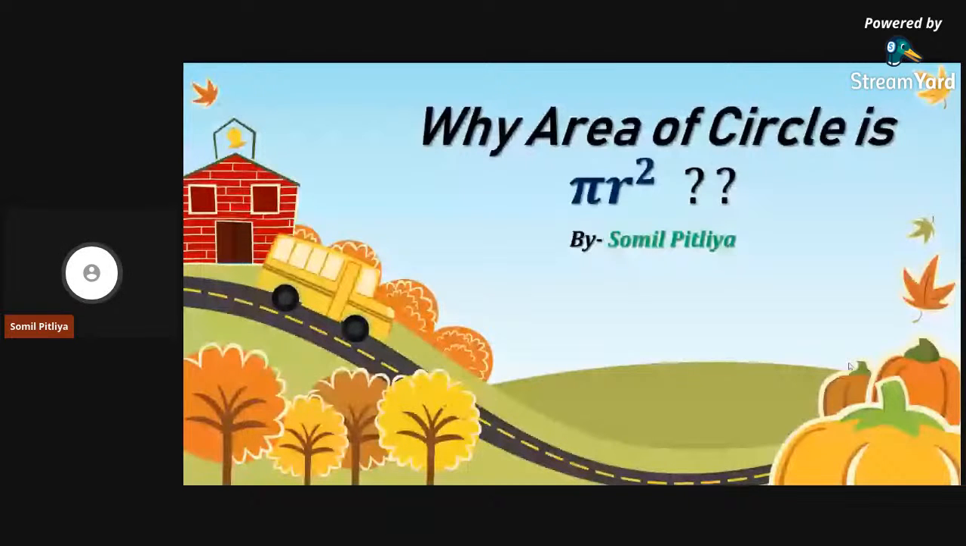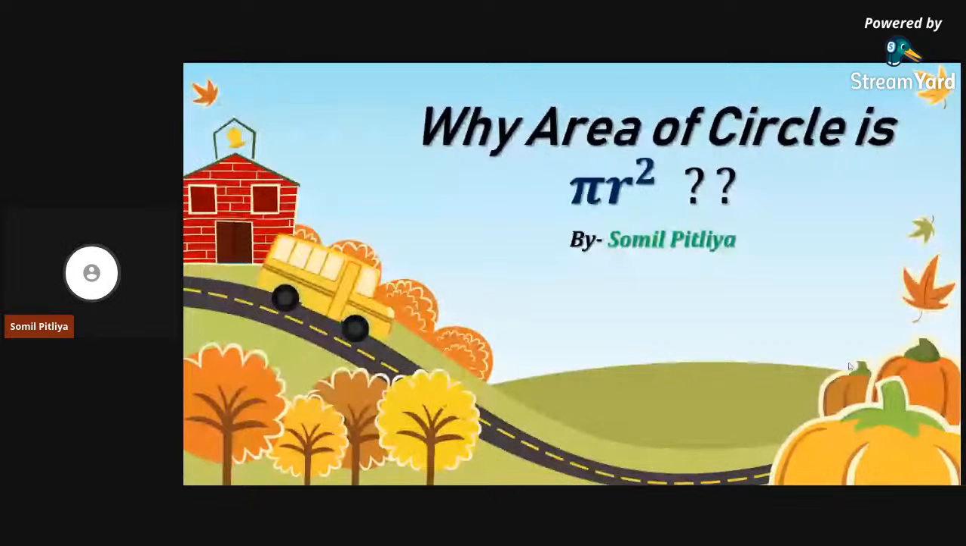So, here we are with the proof of why the area of a circle is pi r square. Now, you might have been studying since class 6 that the area of a circle is pi r square, but none of you is told why it is so, and you are not capable of proving that. So, today I am here to prove why the area of a circle is pi r square.